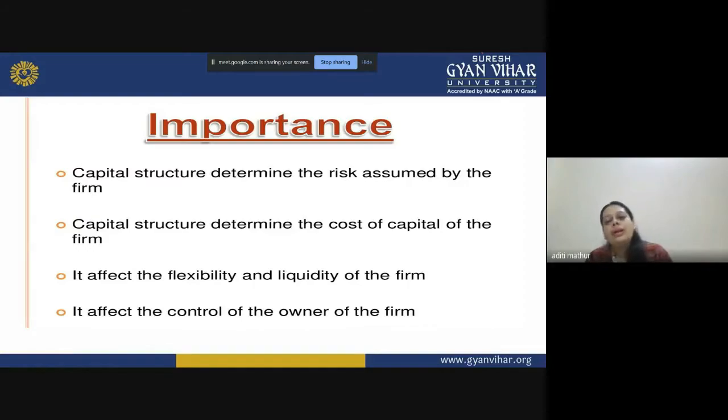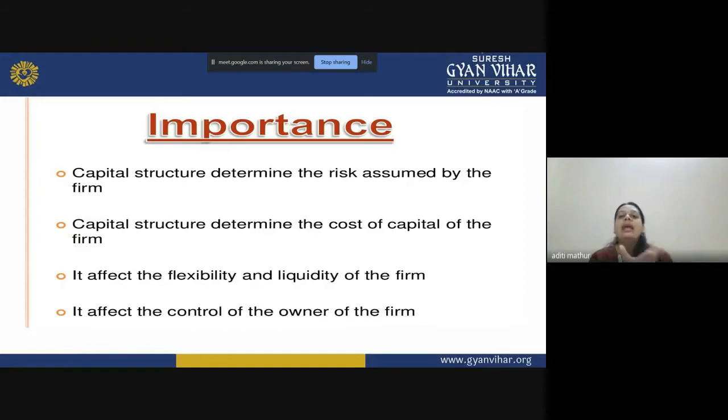Then it helps you to determine the cost of capital of a firm. What is the overall cost associated with the capital of your organization? We learned in the cost of capital how to calculate the cost of the organization. It is that easy. We will do it with the help of WACC, and that will be studied in the cost of capital chapter. Then the capital structure affects the flexibility and liquidity of the firm. Right? We have discussed this point, how the liquidity and flexibility affect the organization's capital structure.